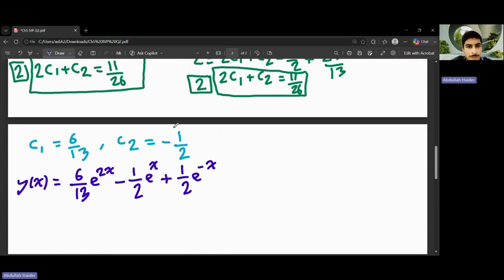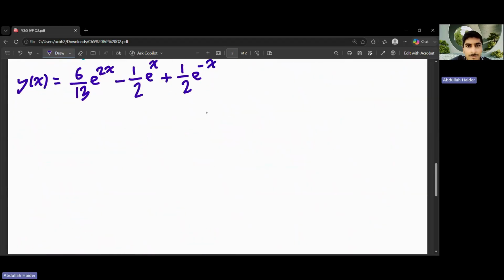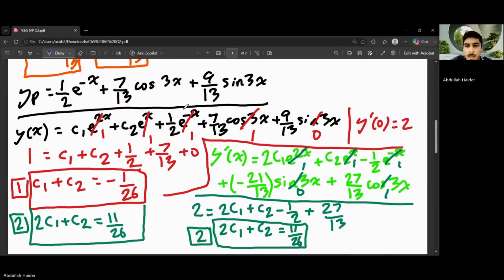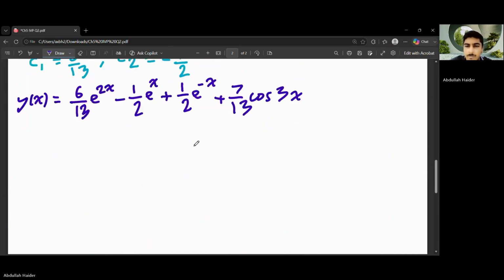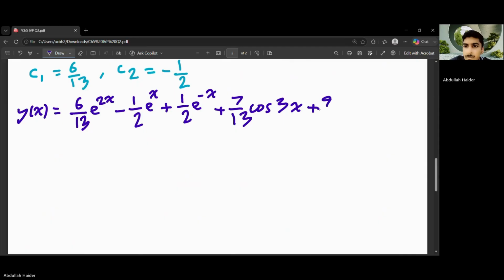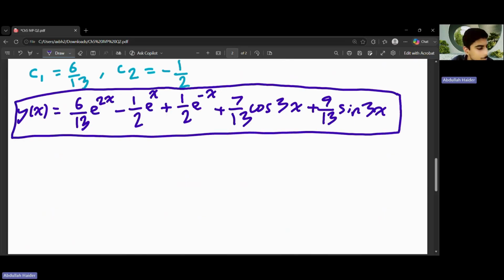One over 2 e power minus x plus 7 over 13 cos 3x plus 9 over 13 sine 3x. And this whole thing is your answer for this question. Let me check if I'm right. This is really long.